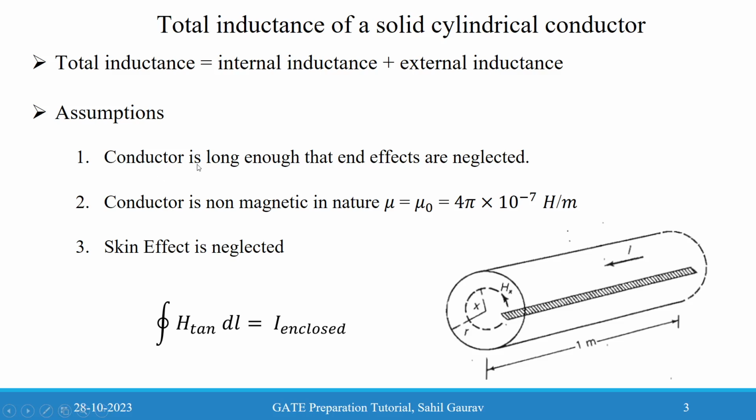The assumptions are that the conductor is long enough that end effects are neglected, and the second is that we are considering the conductor as non-magnetic material, so the permeability will be 4π × 10^-7, that is the air permeability. We have also neglected the skin effect, that means we have uniform current density throughout the conductor.